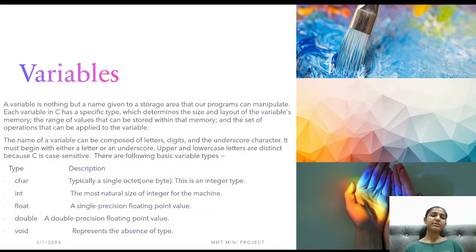The name of a variable can be composed of letters, digits, and the underscore character. It must begin with either a letter or an underscore. Uppercase and lowercase letters are distinct because C is case sensitive. There are following basic variable types: character, integer, float, double, and void.